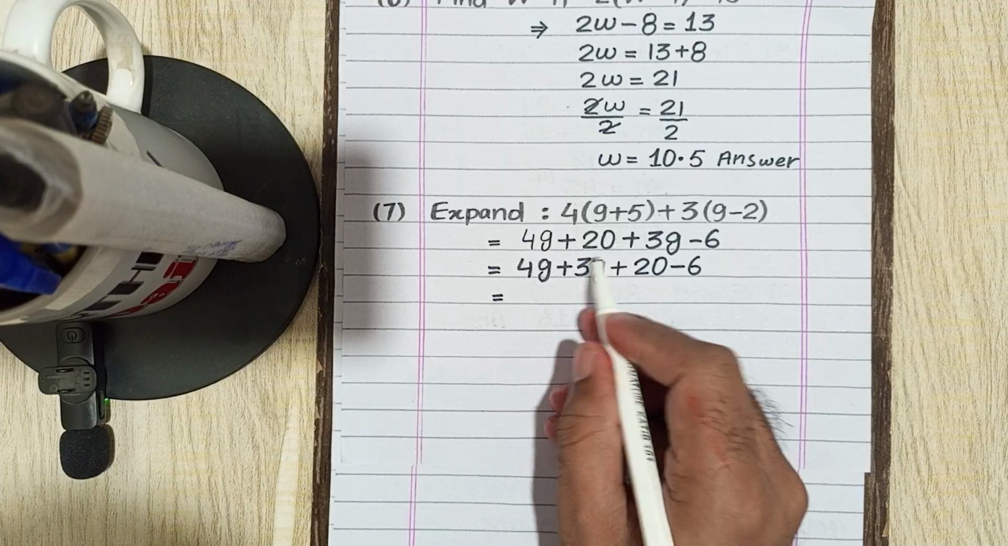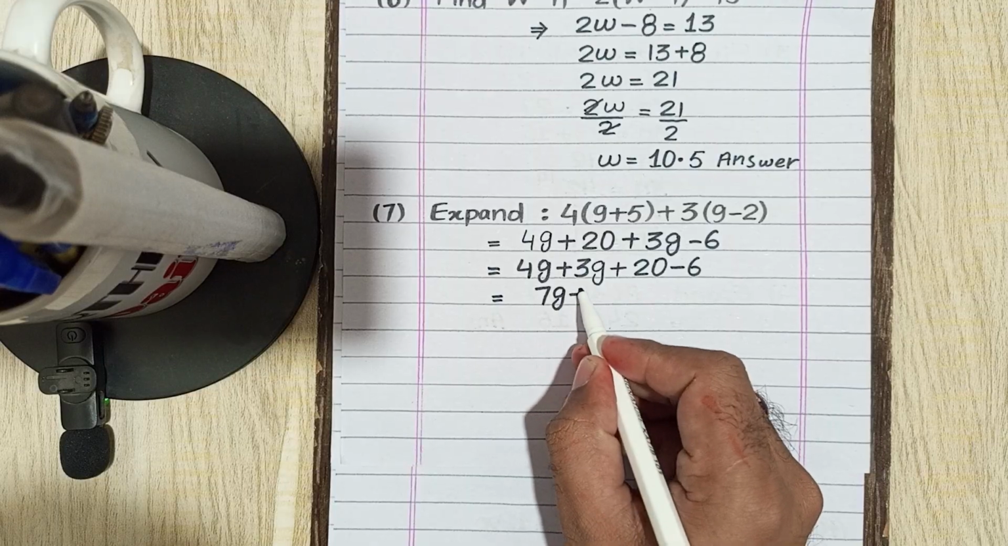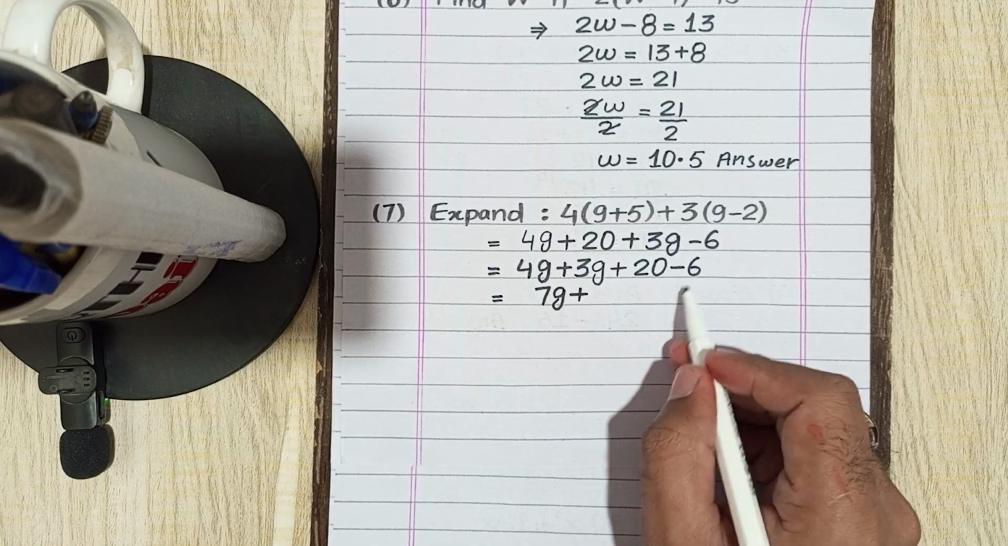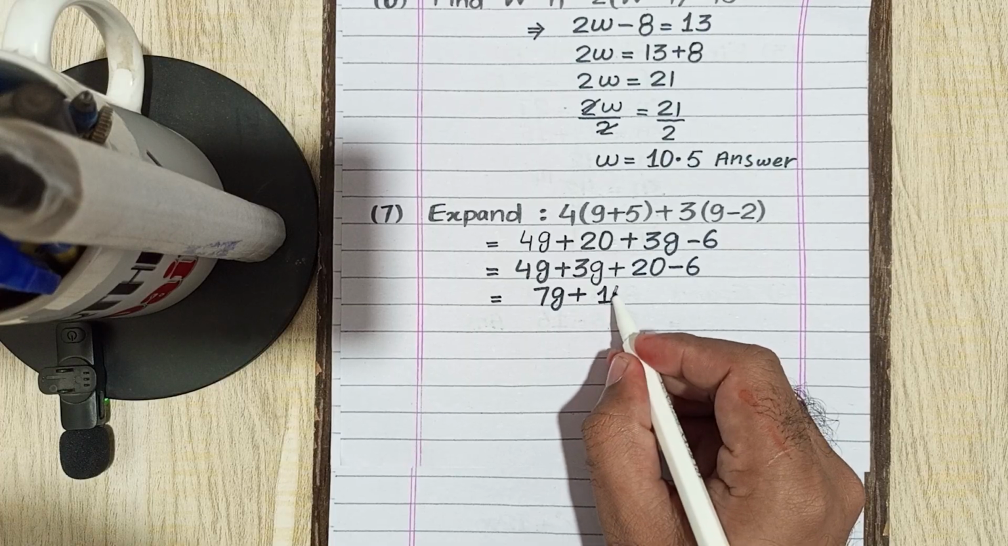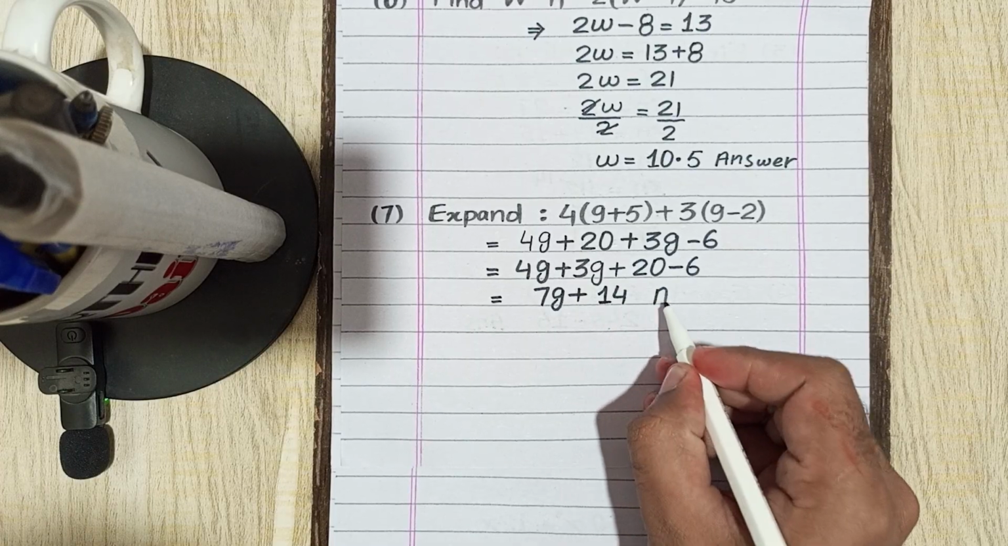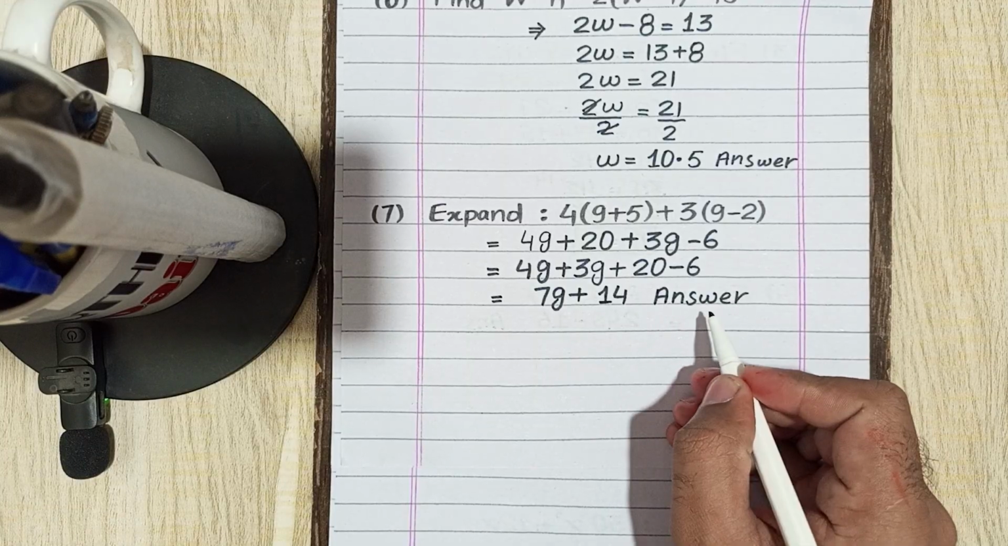So 4G plus 3G is equal to 7G. And here we have plus 20 minus 6, so we have plus 14. So this is our final answer. I hope you got it.